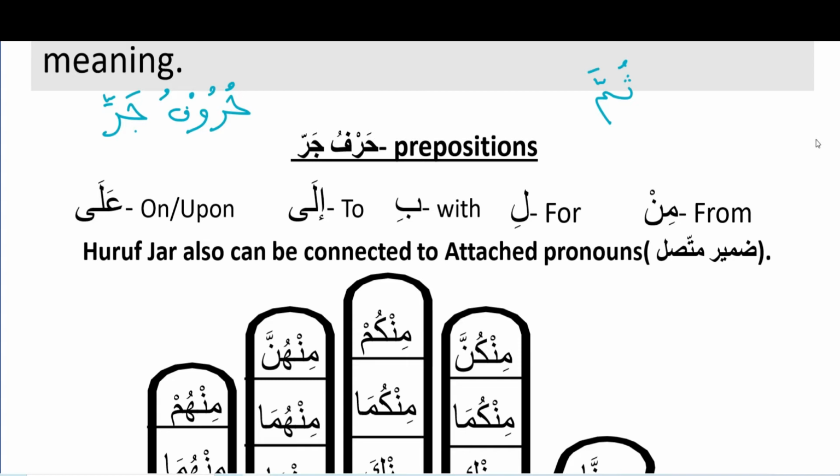Example, this one again has nothing to do with prepositions.